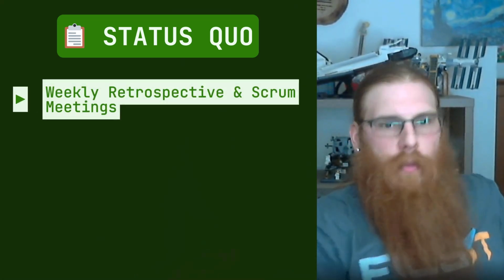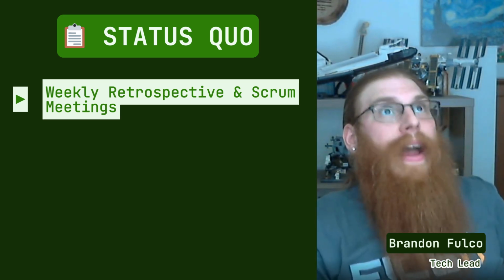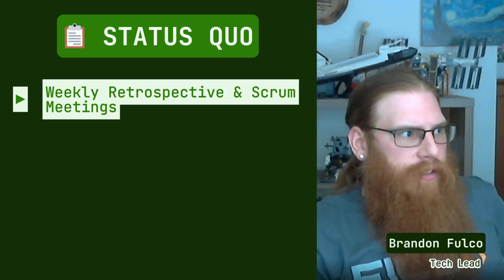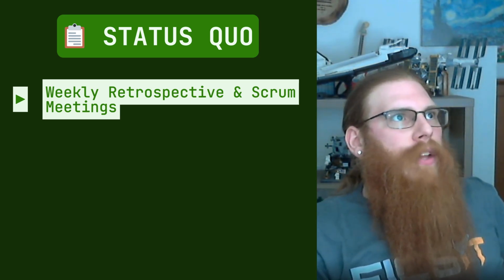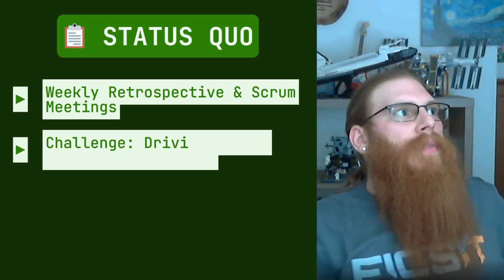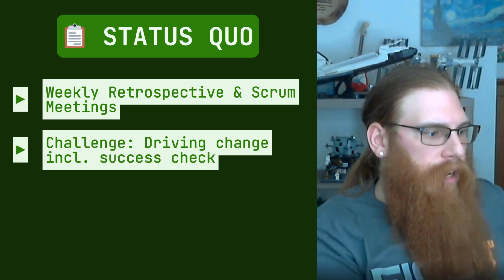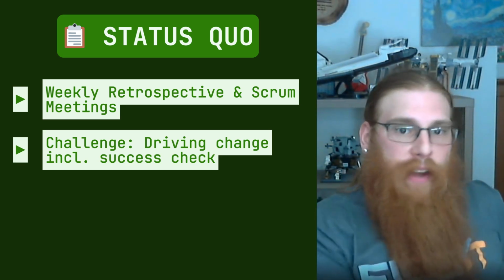We set up our team to have weekly retros and weekly ceremonies for our standard Scrum Agile processes. Really, the challenges that we face that we're trying to solve is ways to gain feedback from the team to then make change and then understand how that feedback or how those changes have impacted us.